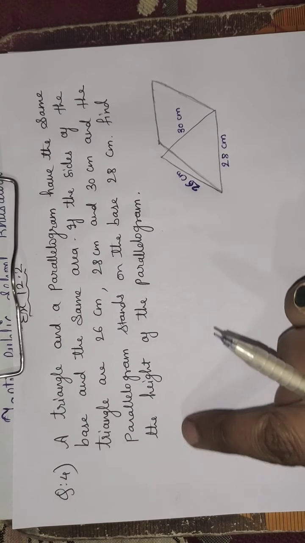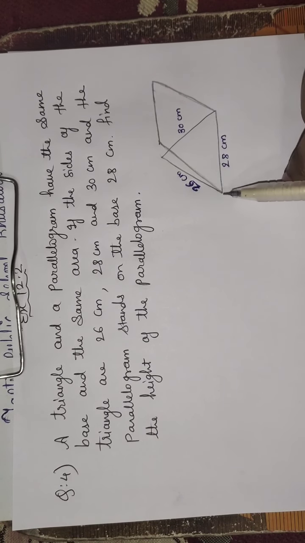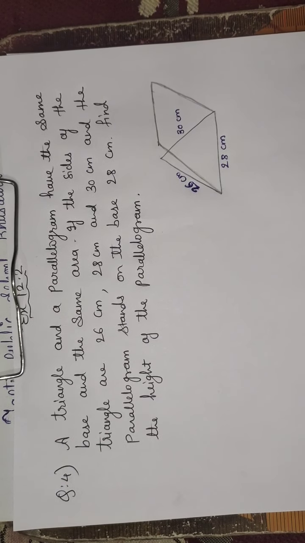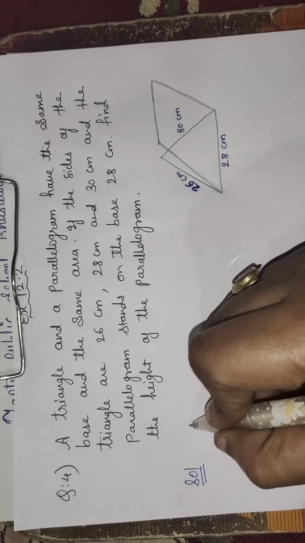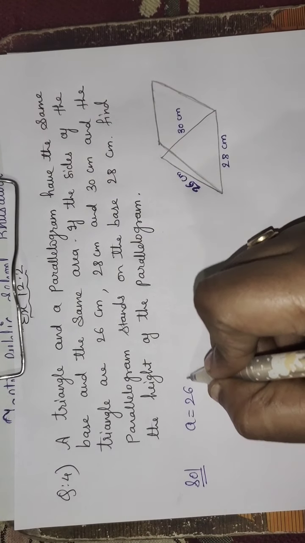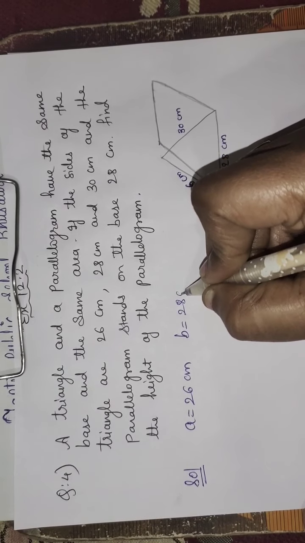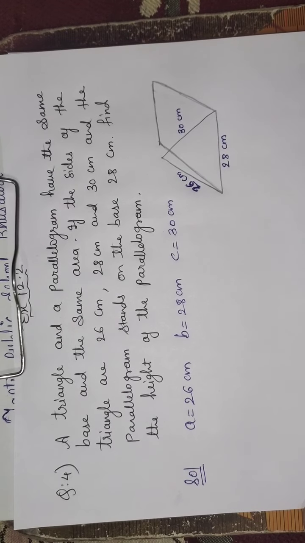We have to find the height of the parallelogram. So first we will find the area of this triangle, and that area of the triangle will be equal to the area of the parallelogram. So come on, let us solve the question. In a triangle, one side is 26 centimeter, second side is 28 centimeter and third side c is 30 centimeter.